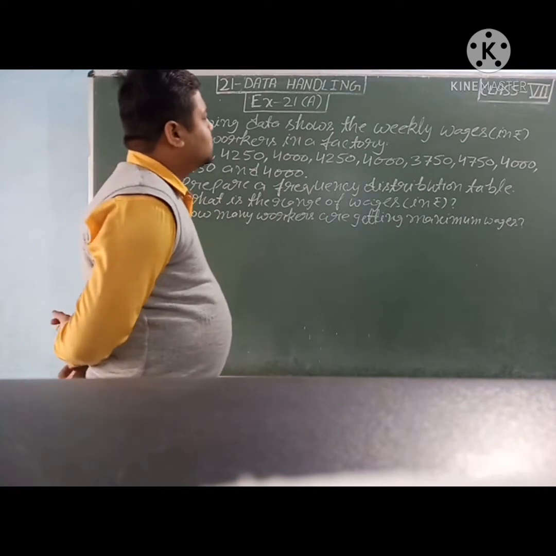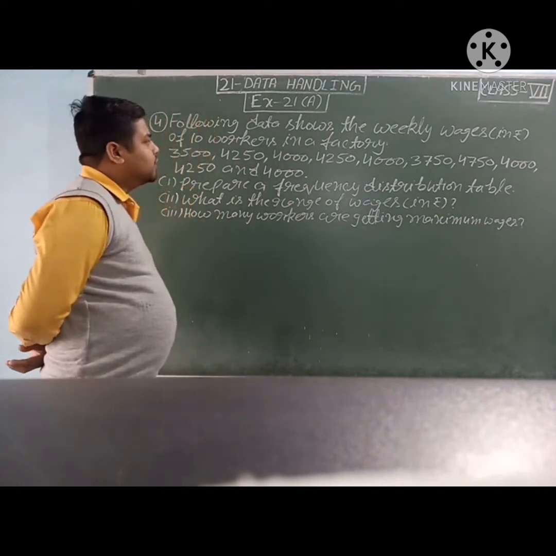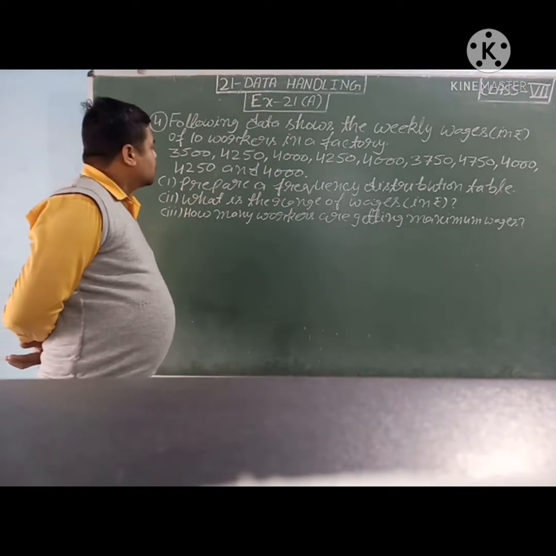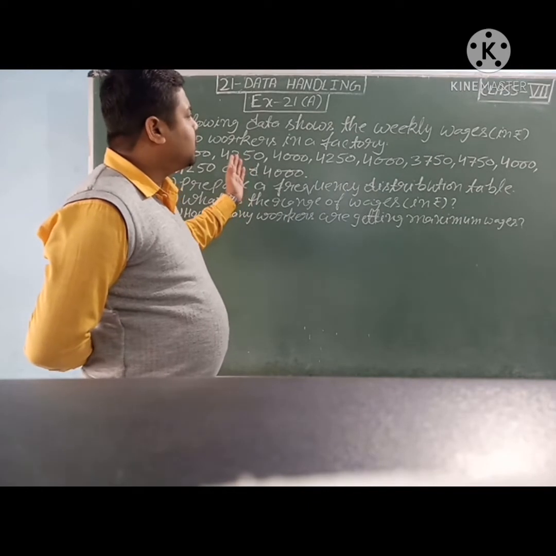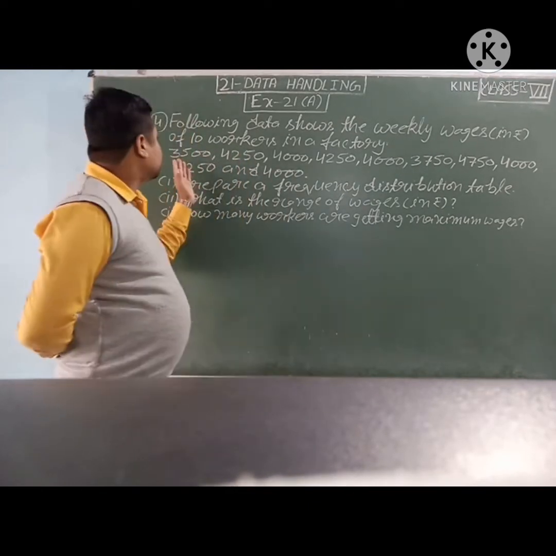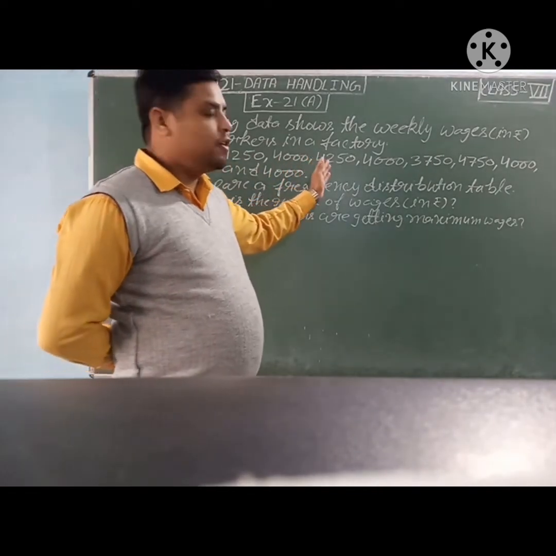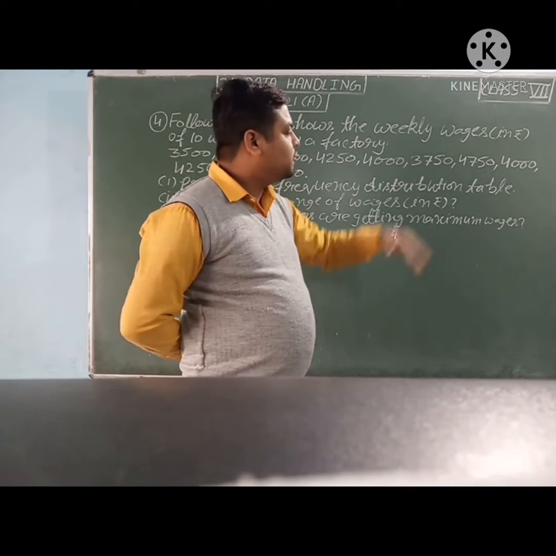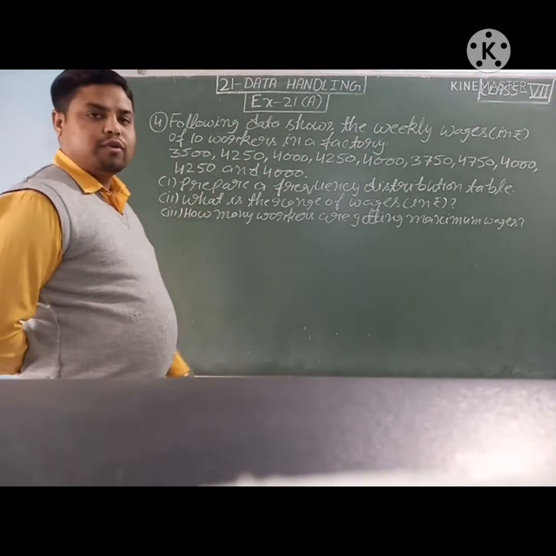Following data shows the weekly wages in rupees of 10 workers in a factory. So the given data is the weekly wages of 10 workers in a factory: 3,500, 4,250, 4,000, 4,250, 4,000, 3,750, 4,750, 4,000, 4,250 and 4,000.